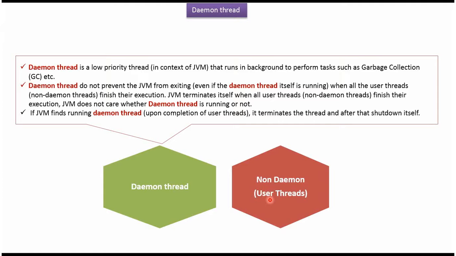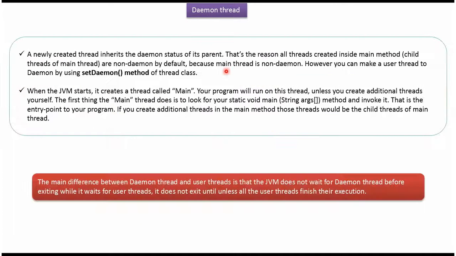When all user threads finish their execution, the JVM terminates. The JVM does not care whether a daemon thread is running or not. The main thread is a non-daemon thread. So whatever threads are created by the main thread are non-daemon threads, because a newly created thread inherits the daemon status from its parent thread.